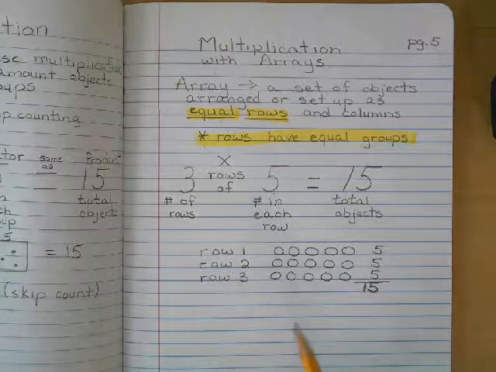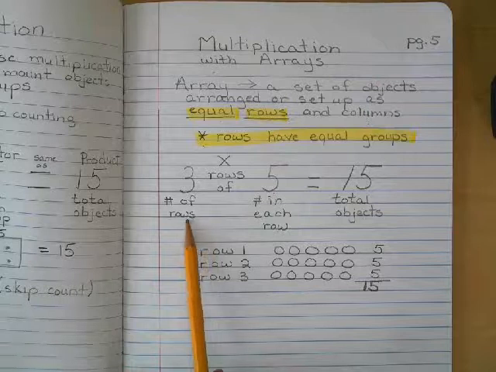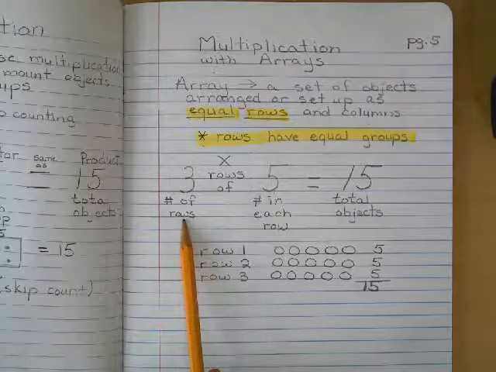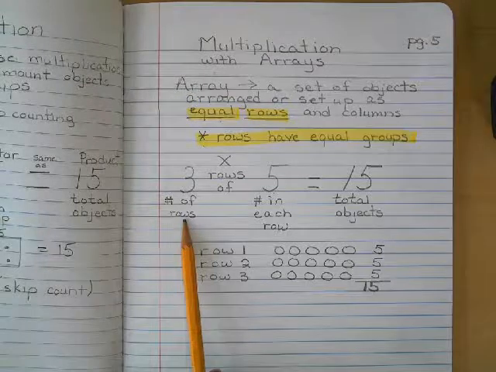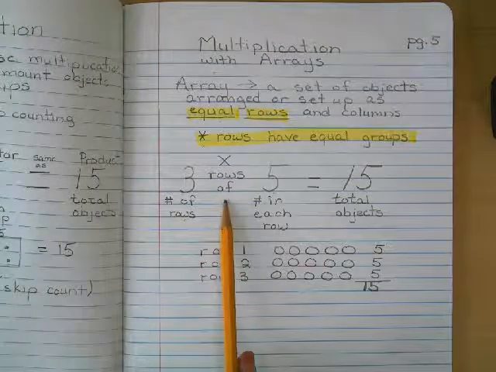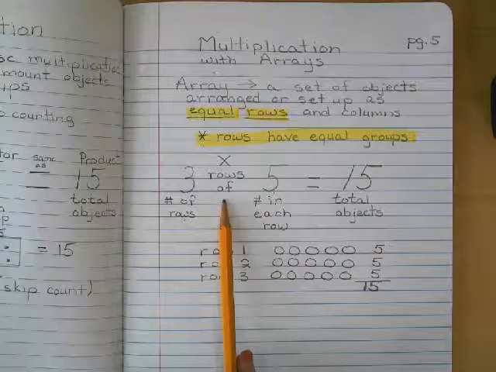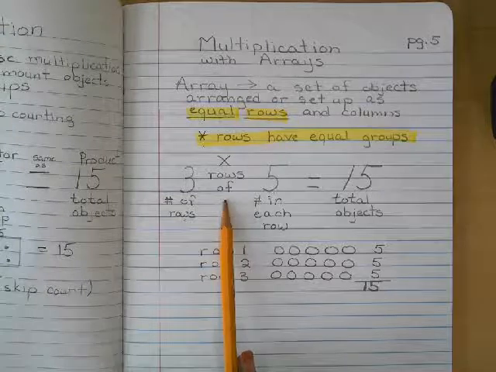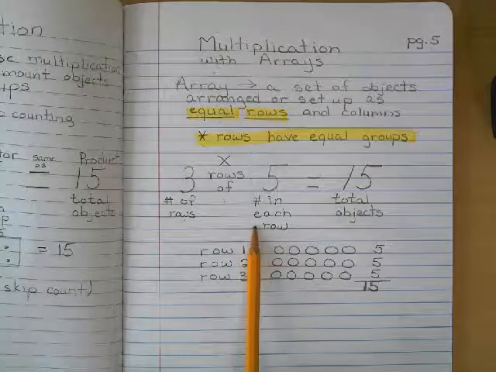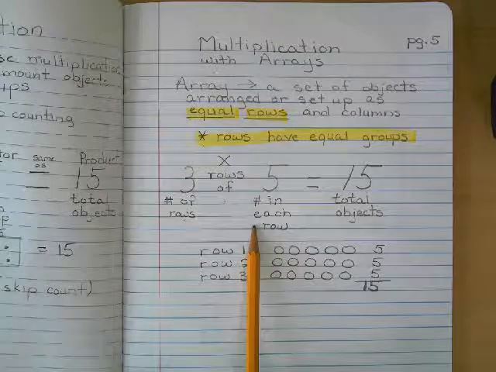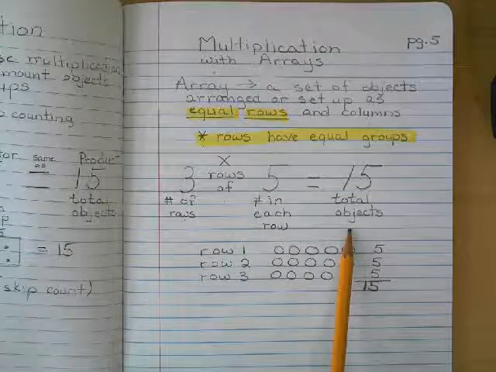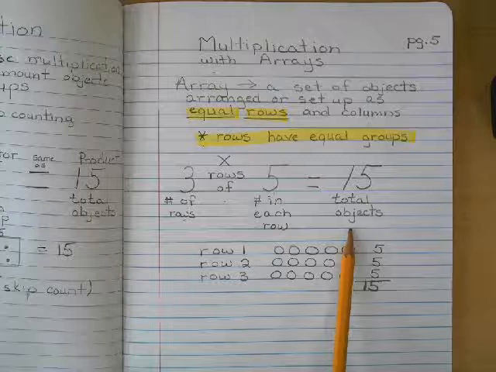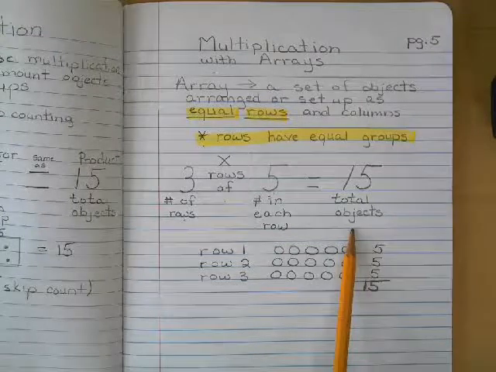Okay? So just like in multiplication, the first factor is our number of rows. We can replace the multiplication symbol with "rows of." My second factor is the number of objects that are in each row. And the product is going to tell me my total objects.